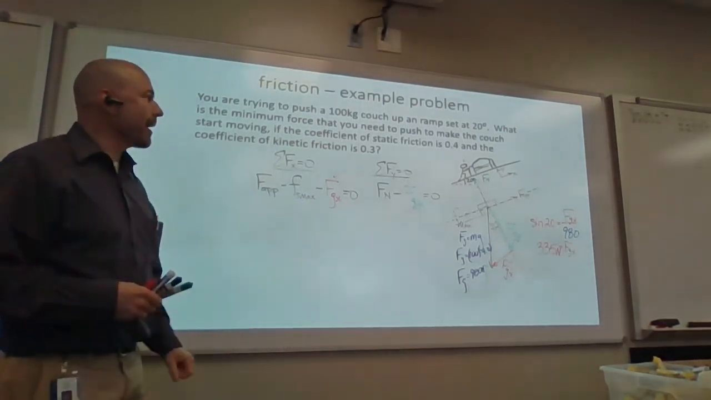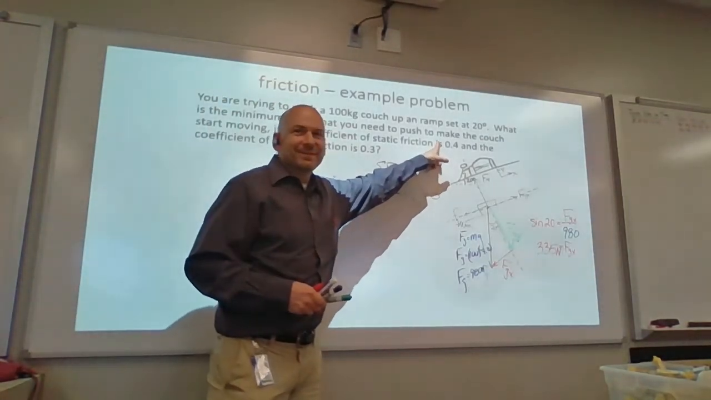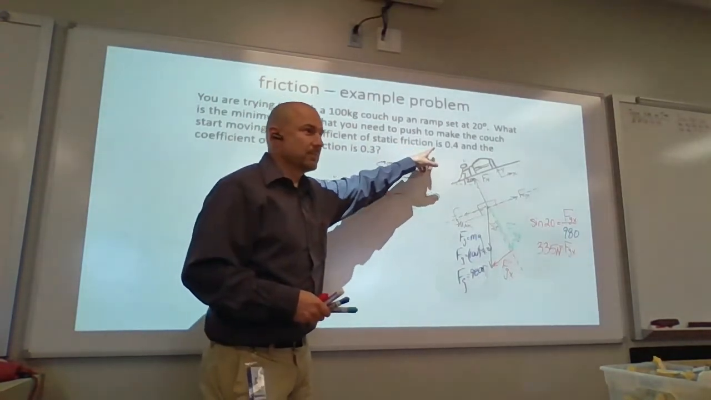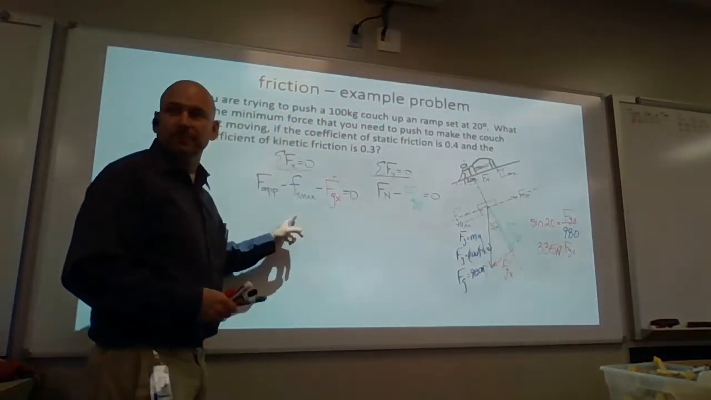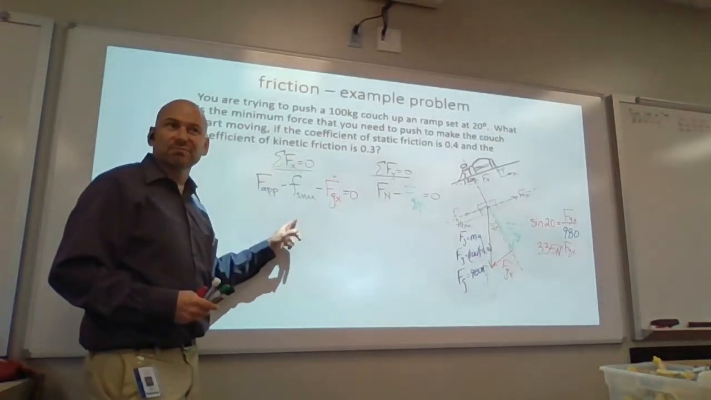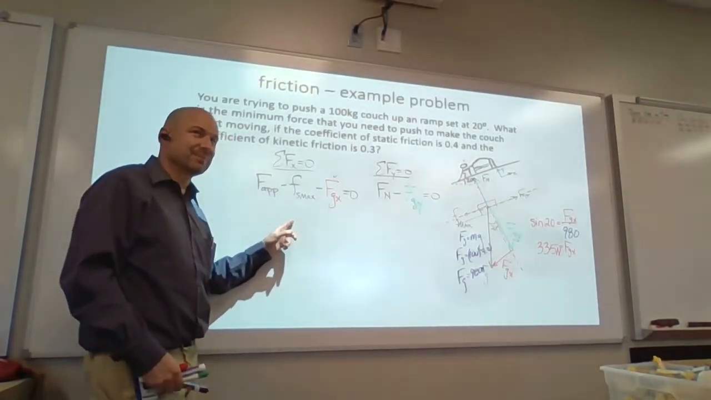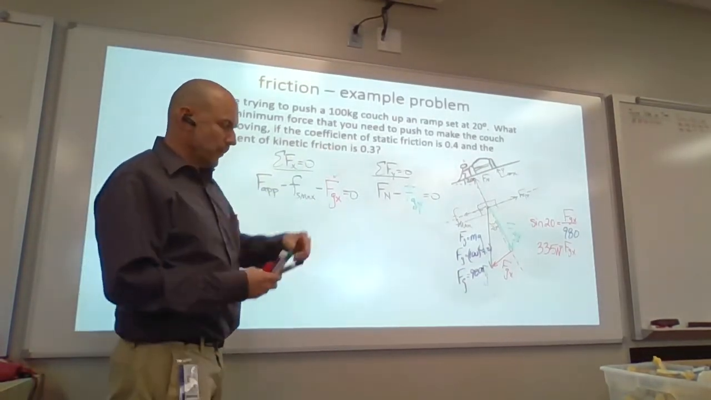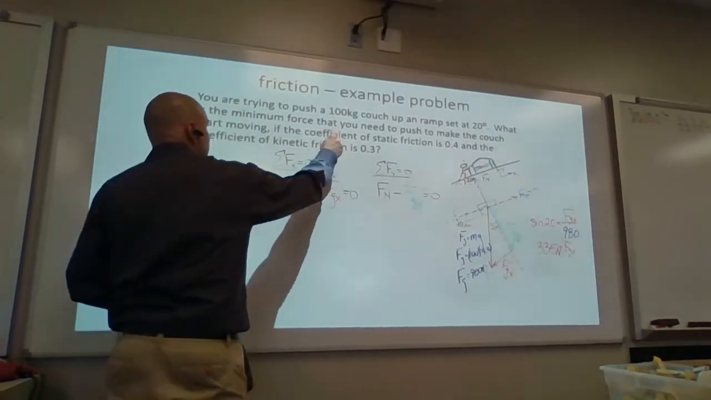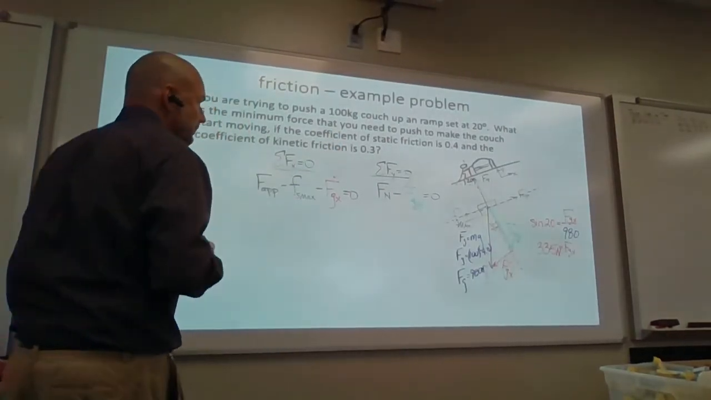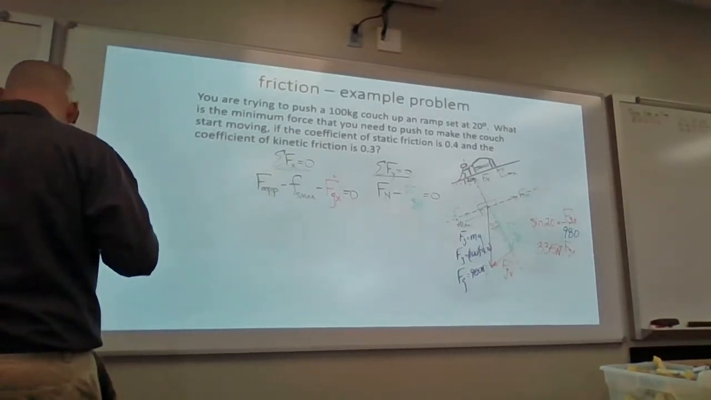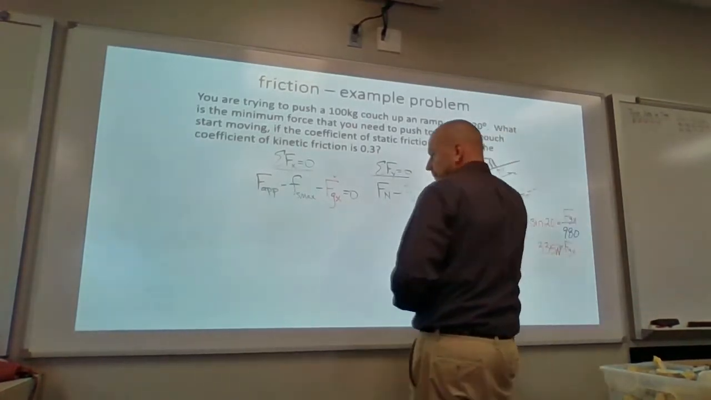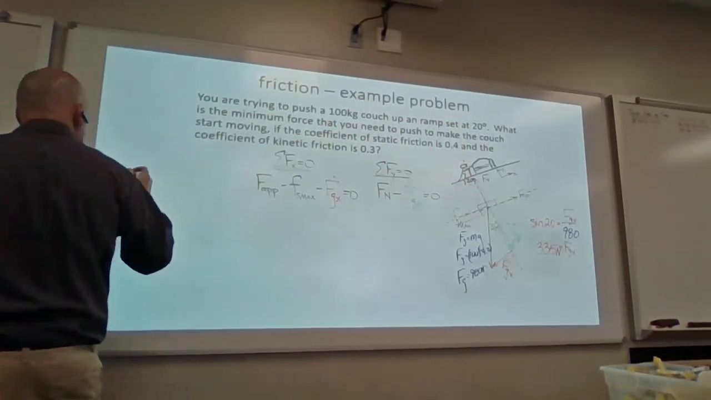Maximum static friction. The 0.4 says static friction, right? Can I stick 0.4 right there? No. That is also a popular pitfall. What is 0.4? Coefficient. So anytime you see coefficient, you need to write this equation.